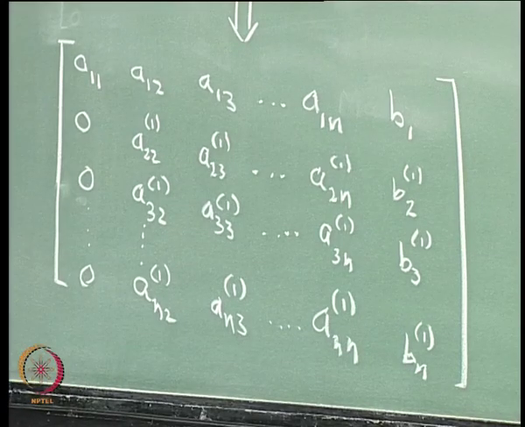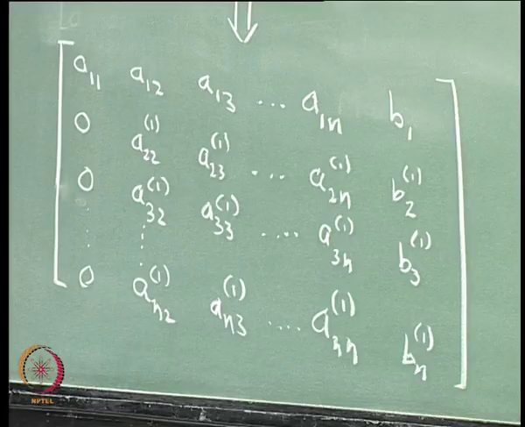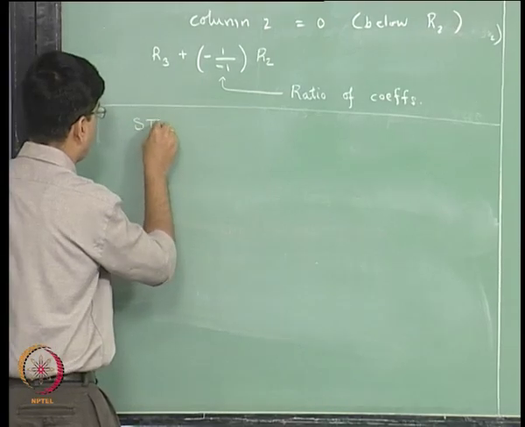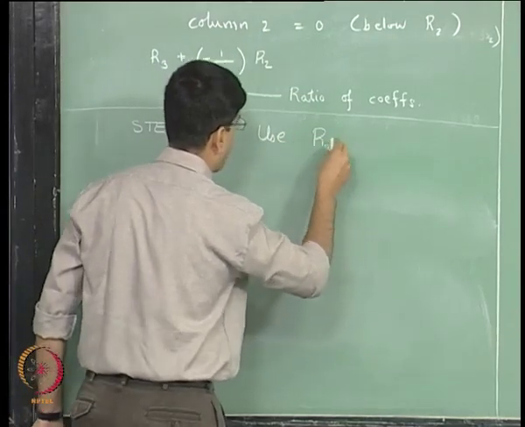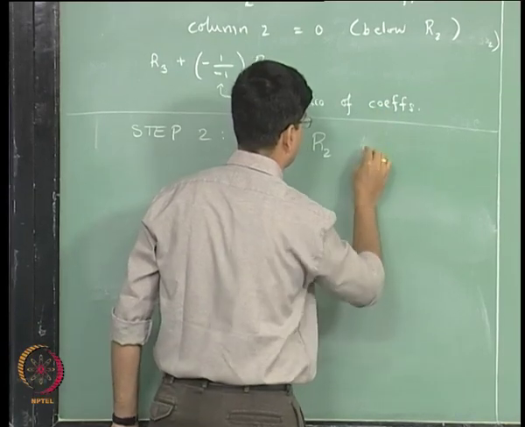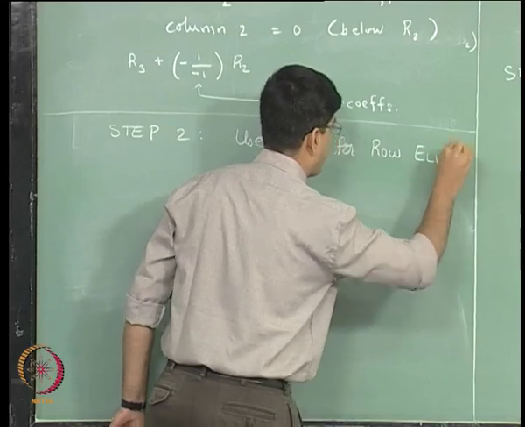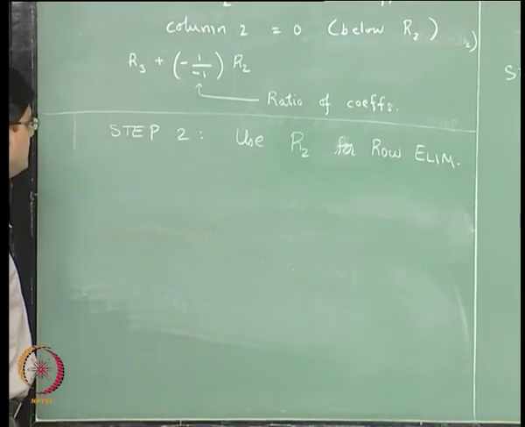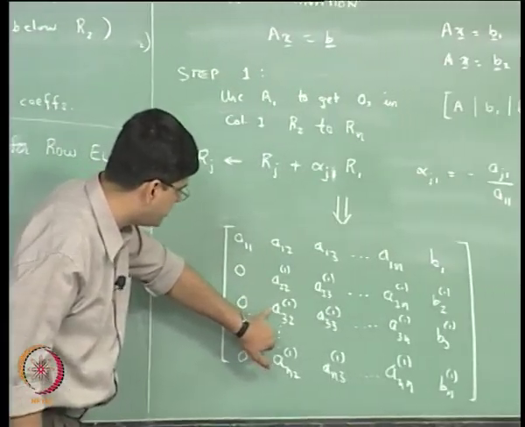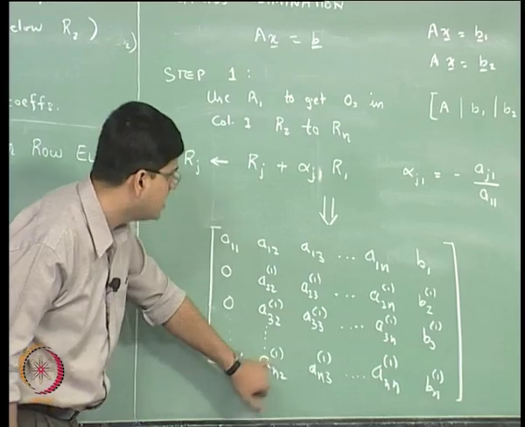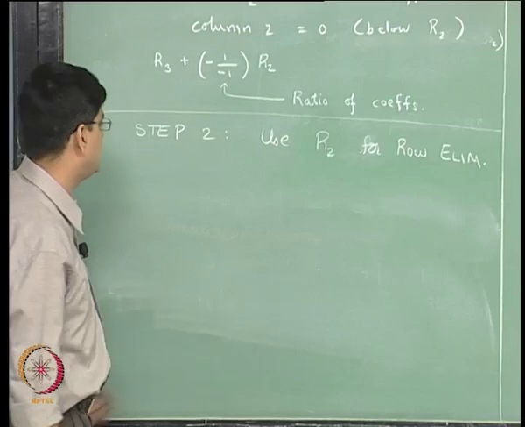In step 2 of the Gauss elimination we will use row 2 to get zeros in column 2. So that is going to be our next step. Okay. So step 2 is to use row 2 for row elimination. So we want to get 0 over here, here and so on up to this point, and therefore we are going to multiply Rj with an appropriate coefficient multiplied by R2.